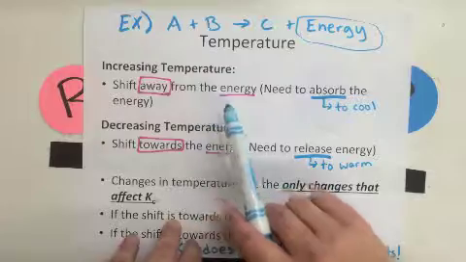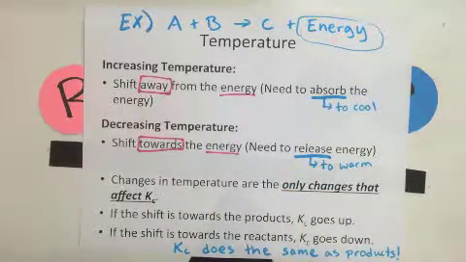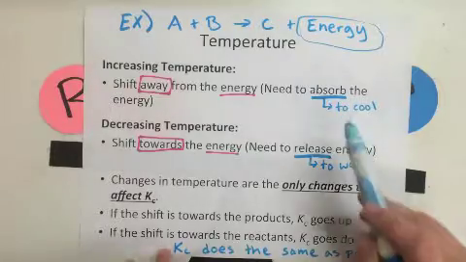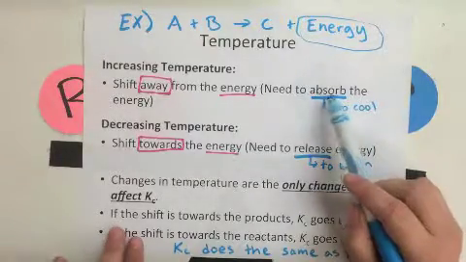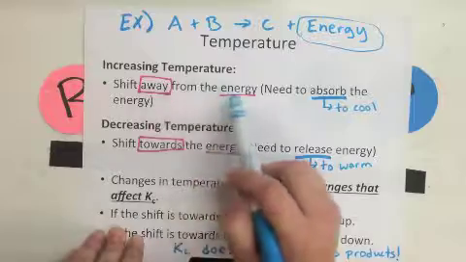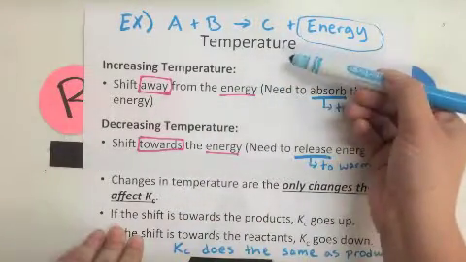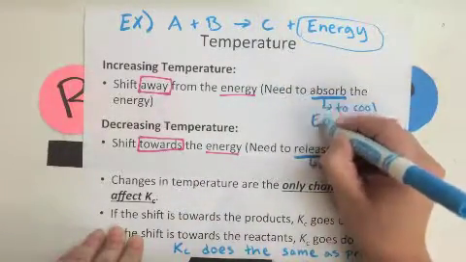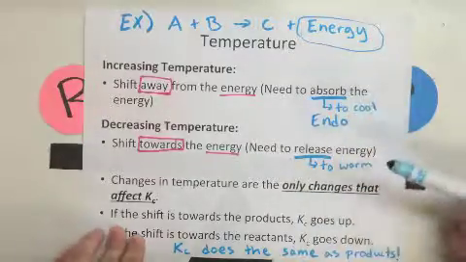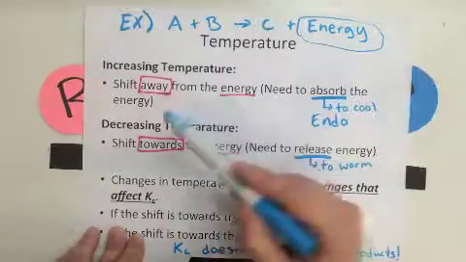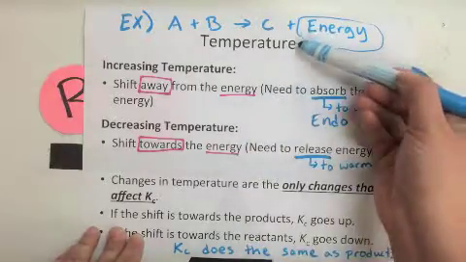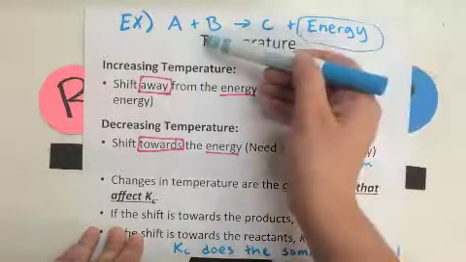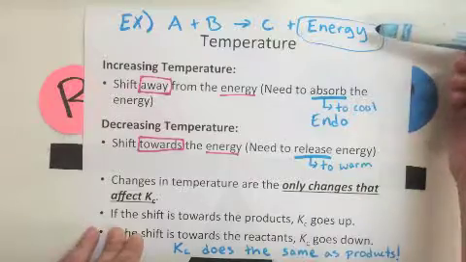Increasing temperature means you've added heat to it, and that heat has to go somewhere. The reaction is going to take control of the situation, and since the heat has to go somewhere, it's actually going to absorb it. Since it absorbs it, it's always going to shift away from the energy. Because remember, in endothermic, the energy is always a reactant. So you shift away from the energy. In the case of our example here, it's going to shift to the left because it's absorbing that energy.